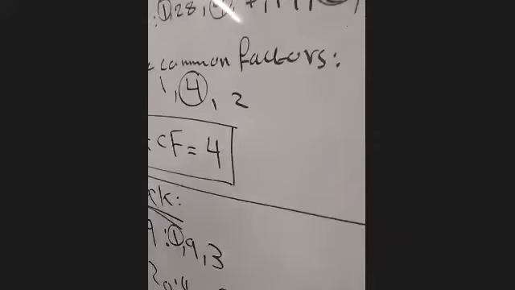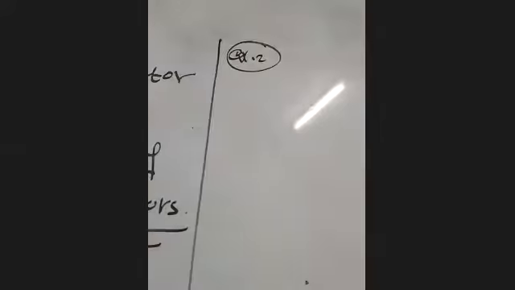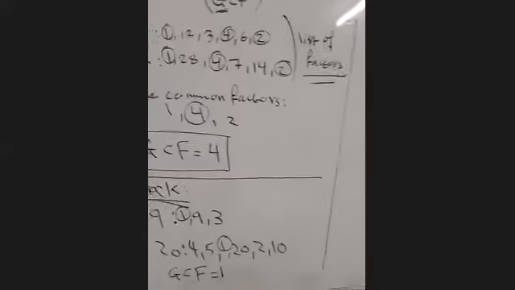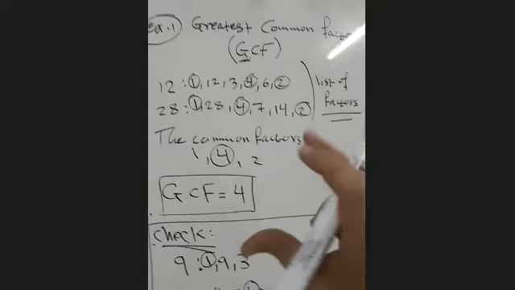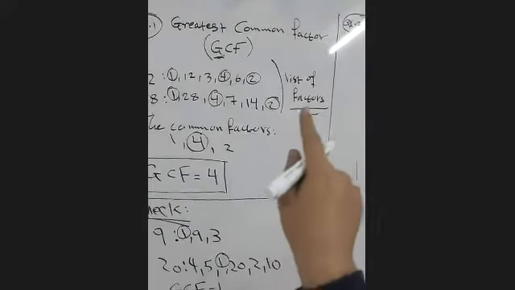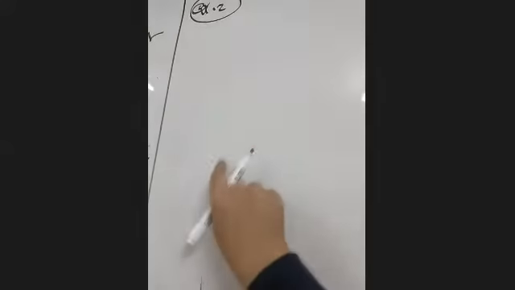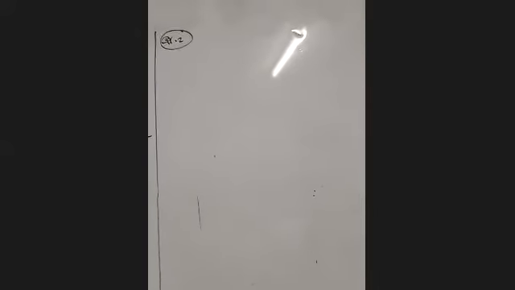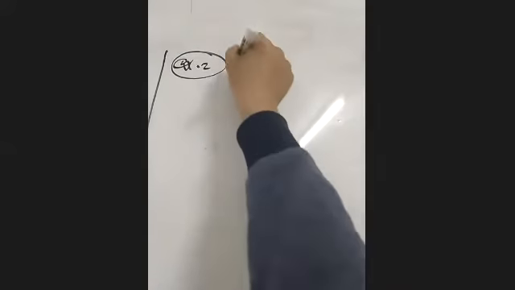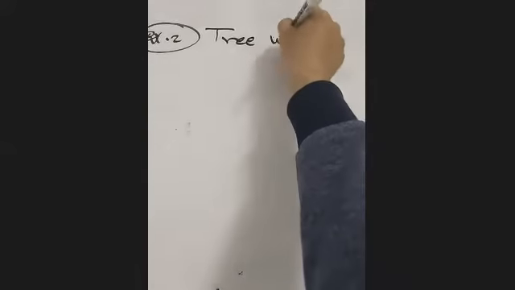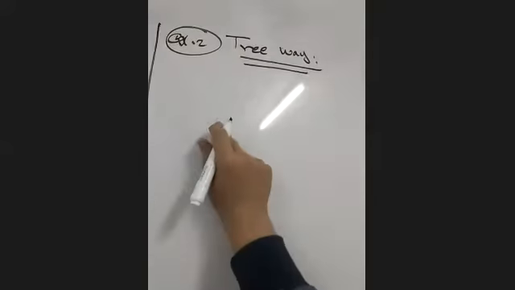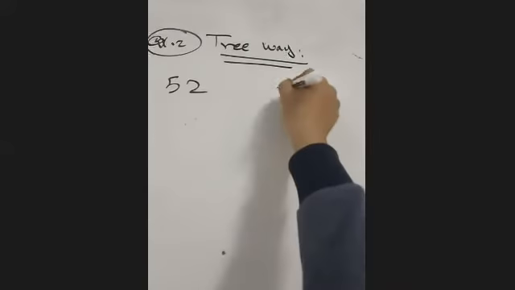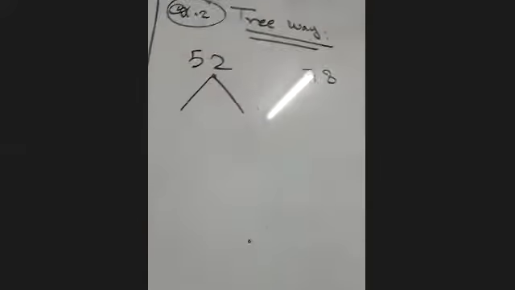Okay, Rayyan, are you with me? Yes. Read, Rayyan. Example 2. Find the GCF by using a factor tree. Here, they said use list of factors, but here we'll use the tree way. In the previous lesson, we talked about the tree way, right? Yes. What are the two numbers? Use factor trees to find the greatest common factor of 52 and 78. 52 and 78, right? Yes.